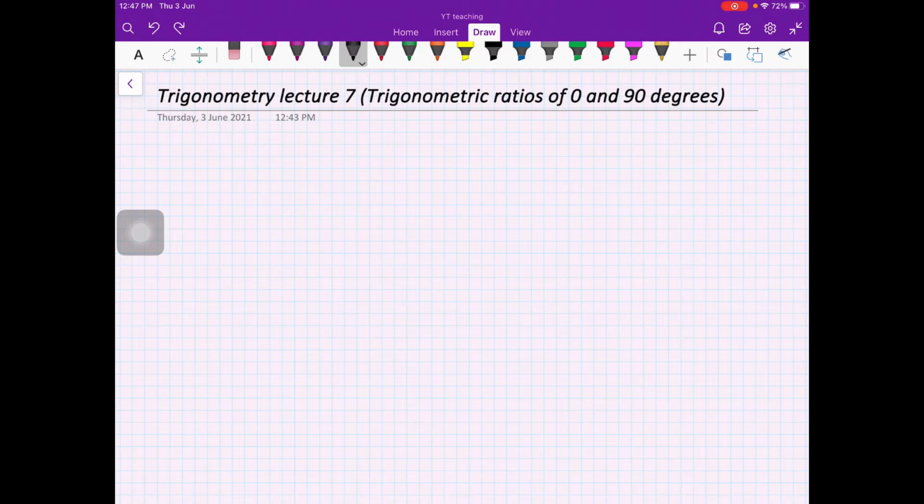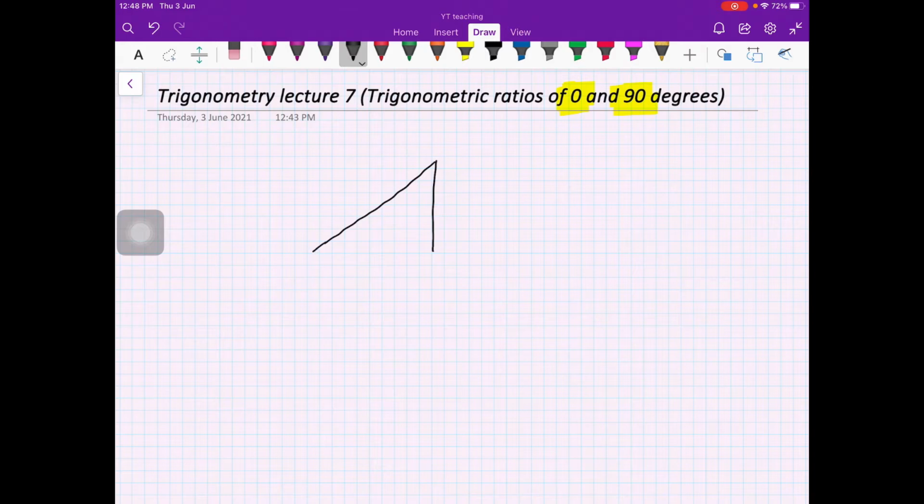In the last lecture we saw how to find the trigonometric ratios for 30 degree and 60 degree angles, and before that we found the ratios for 45 degree angles. Now in this video we are going to find the trigonometric ratios for 0 degree and 90 degree angles, right? Because we have to make an angle 0 degree or 90 degree in a triangle, it is not very straightforward, so you have to concentrate on what I'm saying.